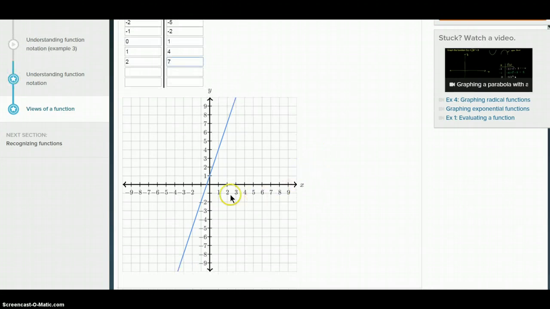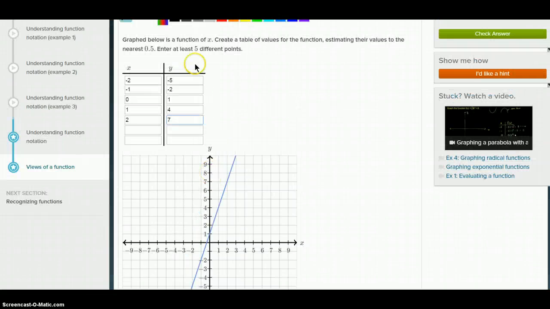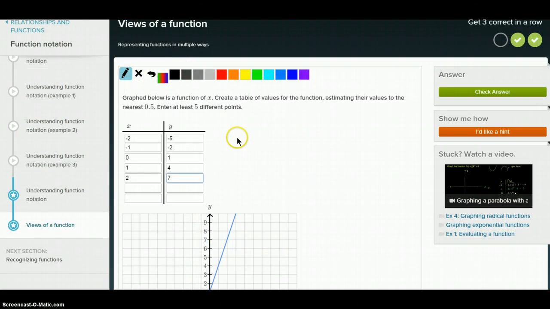And if you wanted to look at this graph, you can see that it has a slope of 3 and a y-intercept of 1. So if you were writing the equation of this line, it would be y equals 3x plus 1. It doesn't ask that though.